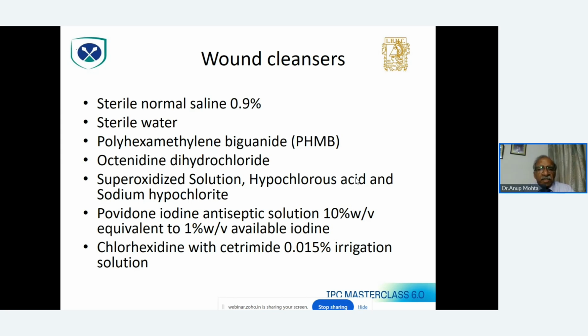Polyhexamethylene biguanide can be used, and there are many others, including the povidone iodine antiseptic solution, 10% weight by volume, and chlorhexidine with cetrimide, 0.015% irrigation solution. So these are the various options. You can have your institutional policy and decide what is to be used and what is not to be used. Obviously, the resources also matter.